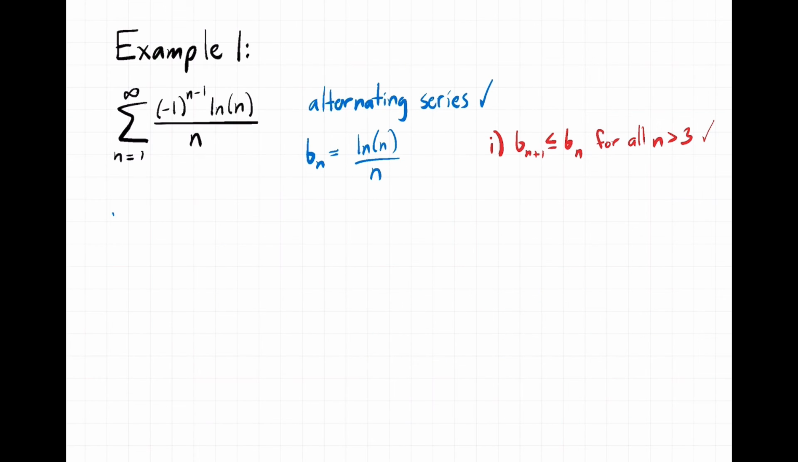Next condition: what is the limit as n goes to infinity of our Bn's, of the natural log of n over n? Well, if I try and plug infinity in now, I'm going to get infinity on the top over infinity. The natural log of infinity goes to infinity, of course. So this is not an answer, but it tells us that we can use L'Hopital's rule.